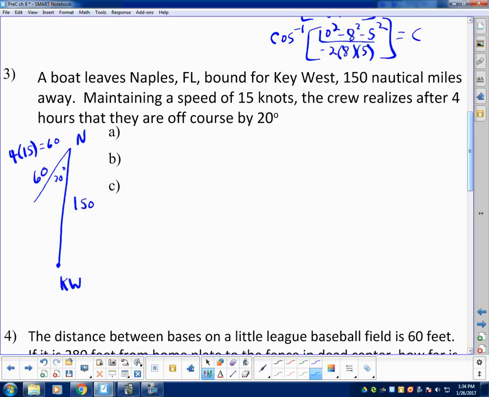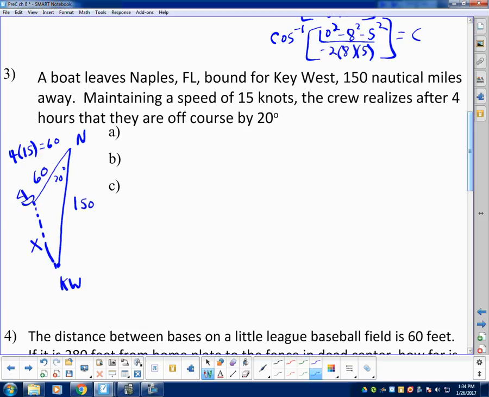We have our little boat right here, way off course. We've got to find out what angle measurement he needs to turn through to get back on course, and also how far X he needs to travel to get to Key West. So part A, we're going to find out X first. So that's how far the boat is from Key West.